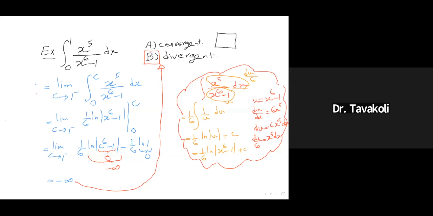Just as a clarification, that 0 that you see here, in fact, c to the 6 minus 1, approaches 0. So that's why ln of that becomes minus infinity.